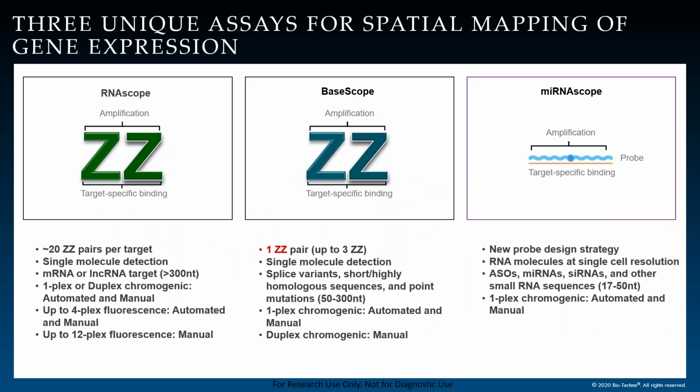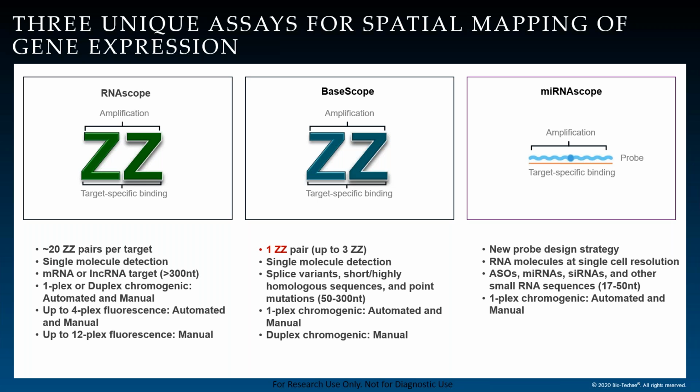In this slide, we're looking at the three unique assays that ACD offers to detect any RNA with spatial mapping at single-cell resolution. First, on the left, RNAscope is designed to detect any mRNAs or non-coding RNAs that are greater than 300 nucleotides in length. RNAscope probes are designed in about 20 ZZ probe pairs, and the assays are available in either chromogenic or fluorescent detection modalities for up to 12 targets simultaneously in a single slide.